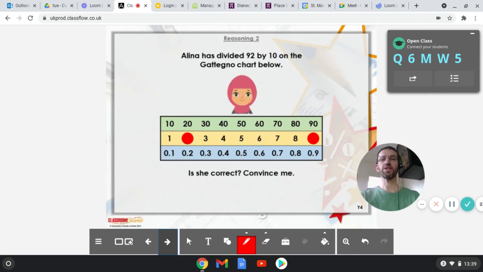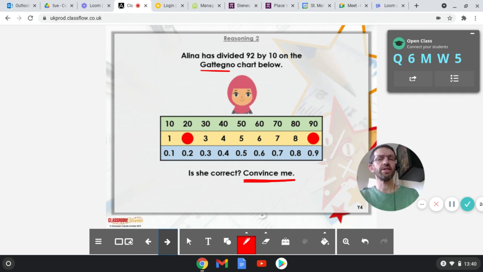Okay, here's another puzzle. Alina has divided 92 by 10 on the chart below. I'm just going to call it the chart. Very tricky word, this one. Is she correct? Convince me. Convince me that she's correct. That means you've got to explain why you think she's right or why she might be wrong. So it's Alina. Maybe think it's you. Put yourself in the situation. Maybe you have divided 92 by 10 on the chart.